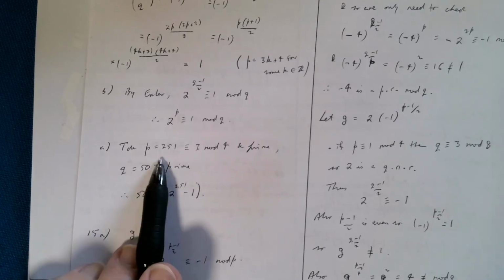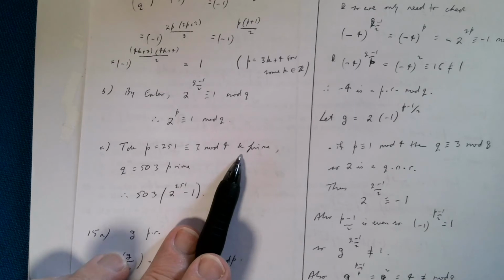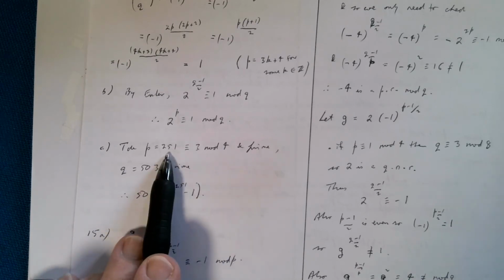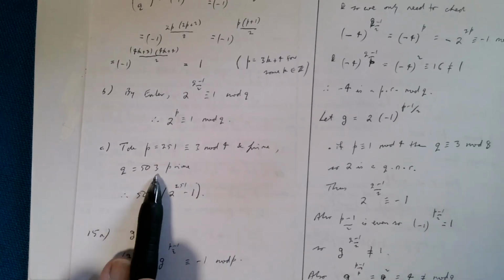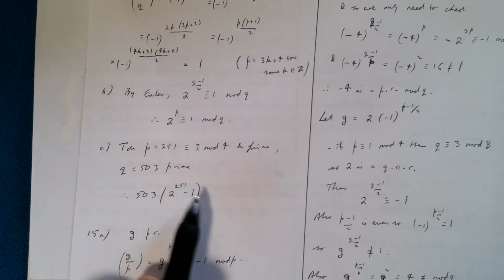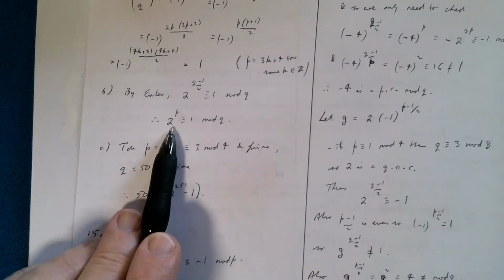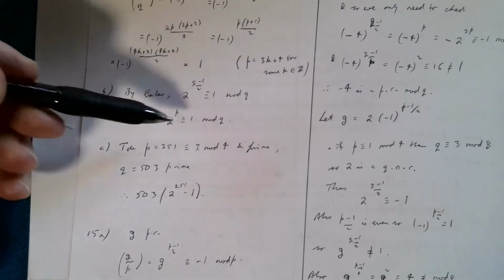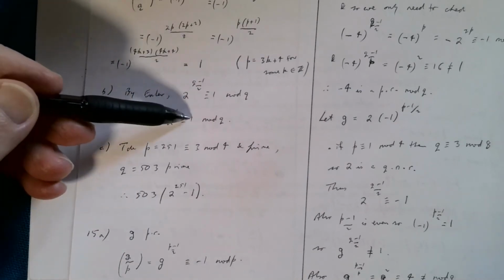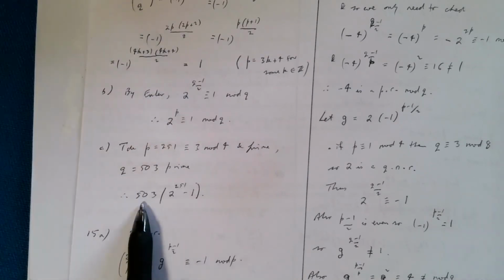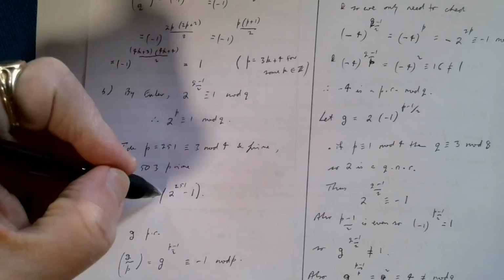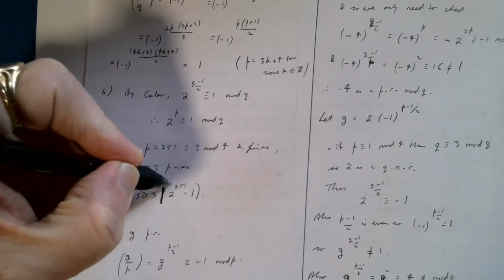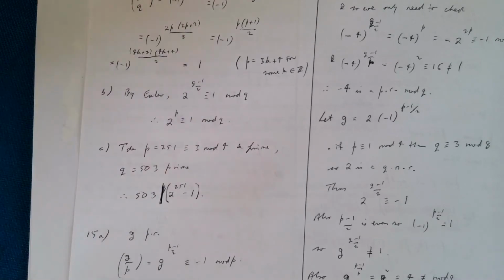Anyway, so we do that, and then we double this and add 1, and that gives me 503. And that we've seen up here that 2 to the 251 is congruent to 1 mod 503. So 503 is a factor of 2 to the 251 minus 1.